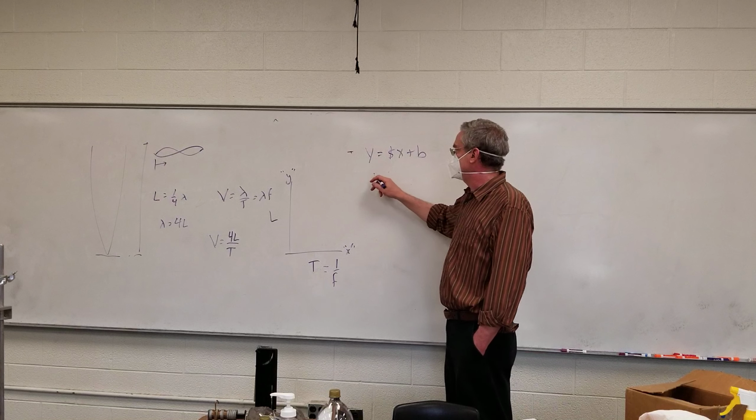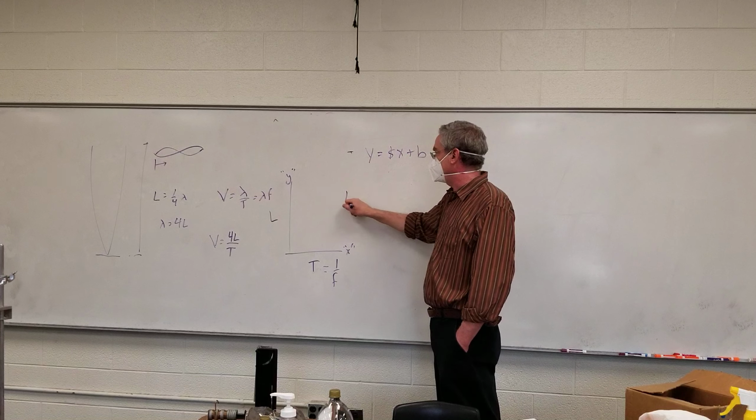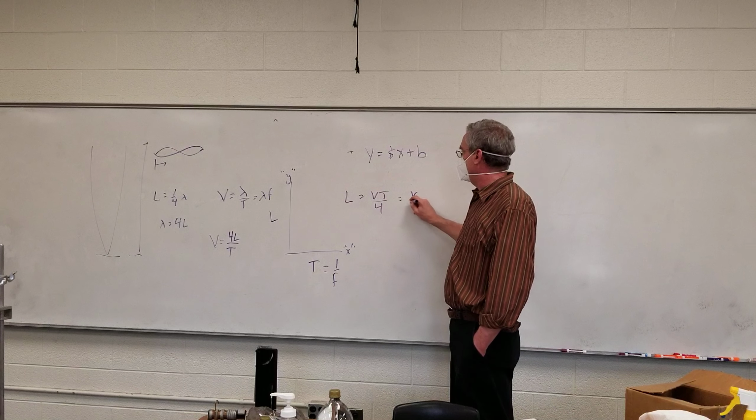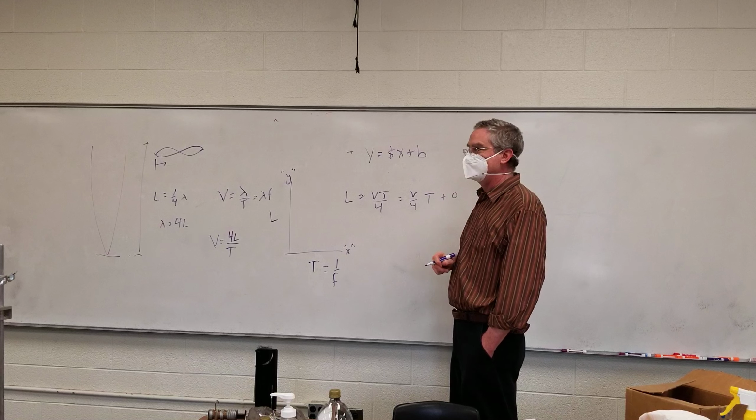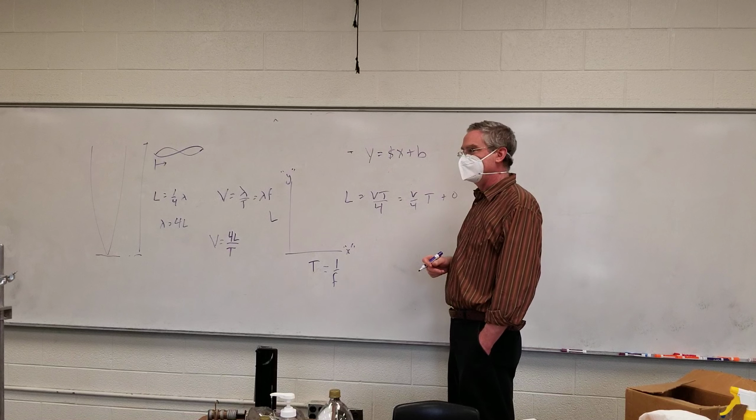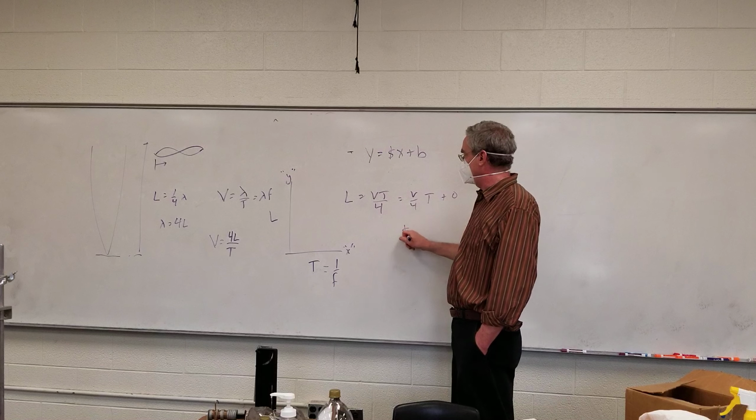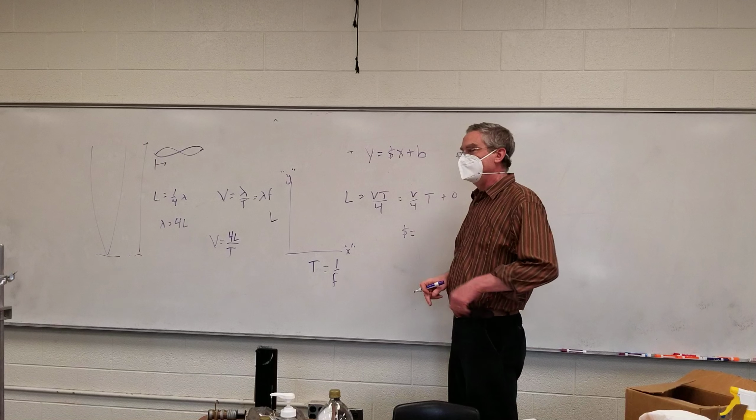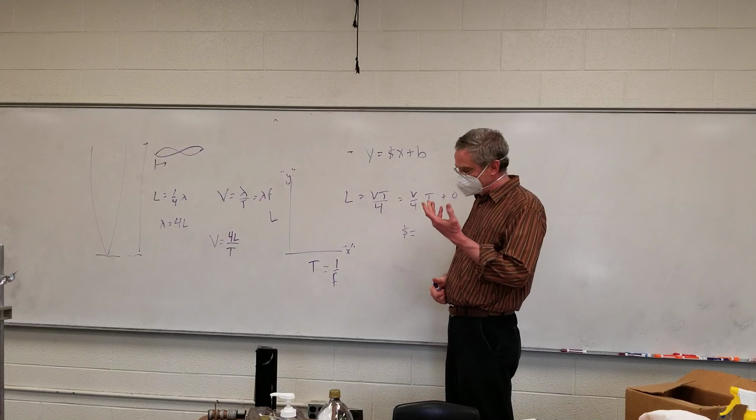Since L is my y value, I'm going to solve for L, so L is equal to VT divided by 4, or V over 4 times T, plus 0 to get the full form. So what is the formula for the slope? It would be V over 4, for the first harmonic.